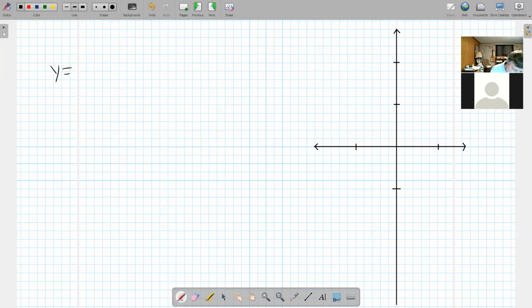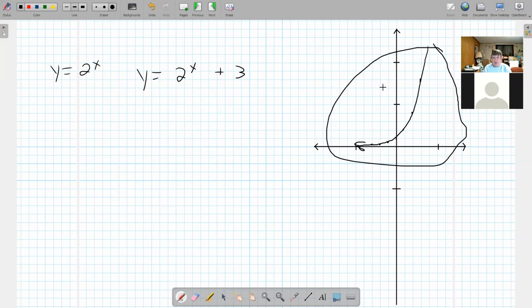If I had the graph of y equals 2 to the x, and I'm just going to put some points in here, what about the graph of y equals 2 to the x plus 3? That's going to take the black graph and move the whole thing up 3 units. So instead of the y-intercept being at (0, 1), it would be at (0, 4). Every one of these points would get moved up 1, 2, 3, so it's going to look like that, and that's just a rough sketch.